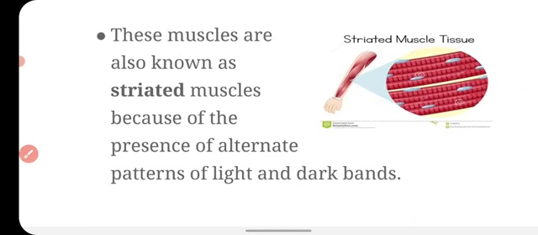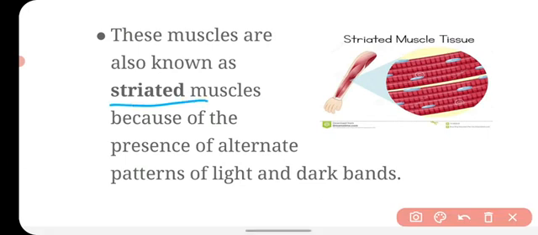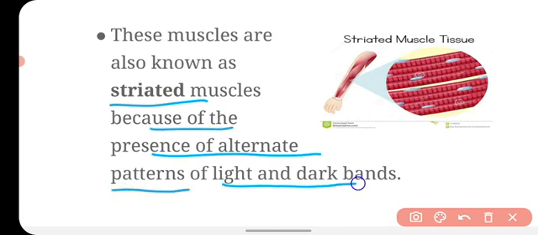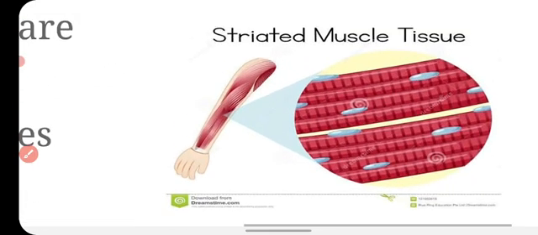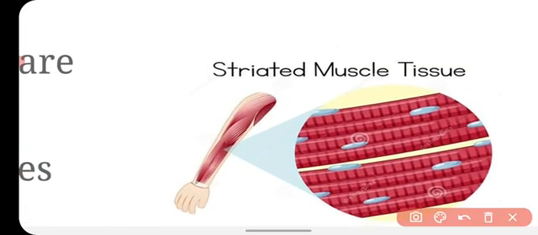These muscles are also known as striated muscles. Why are they called striated muscles? Because of the presence of an alternate pattern of light and dark bands. So here you can see in this diagram that these muscles have dark and light bands in their structure. Because of the presence of these striations, this pattern of light and dark bands, they are called striated muscle fiber or tissue.